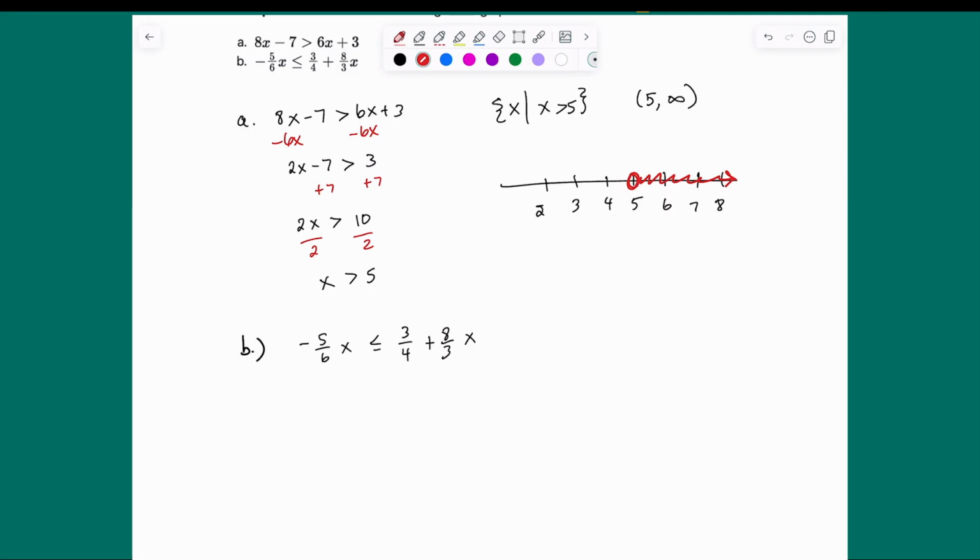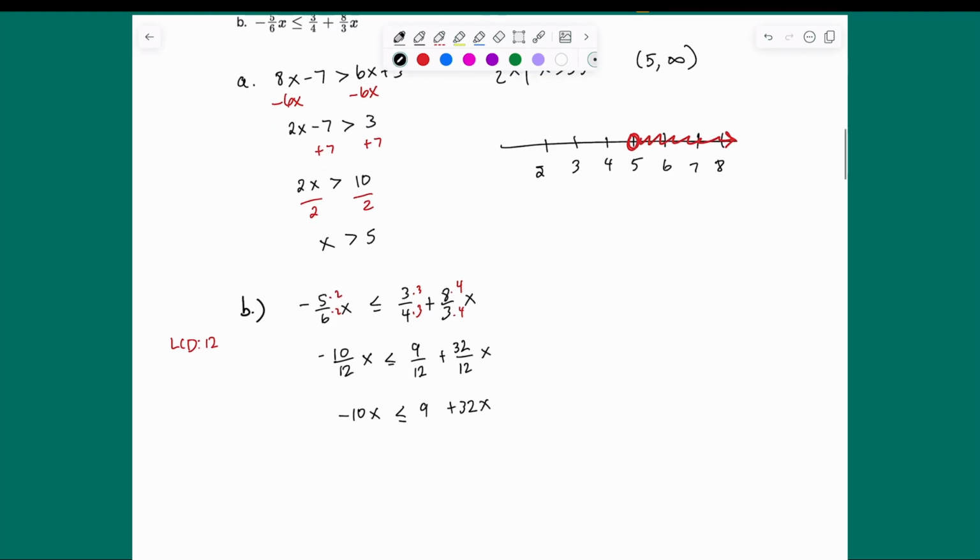So for this particular problem, the least common denominator is 12. And so I would multiply top and bottom here by 2, top and bottom here by 3, and then top and bottom here by 4. So this way we have new fractions that have denominators of 12, equivalent fractions, I should say. Negative 10 over 12 x is less than or equal to 9 over 12, plus, I'm sorry, not 24, 32 over 12 x. Okay, so then I say forget about the denominators and write whatever's left in the numerator.